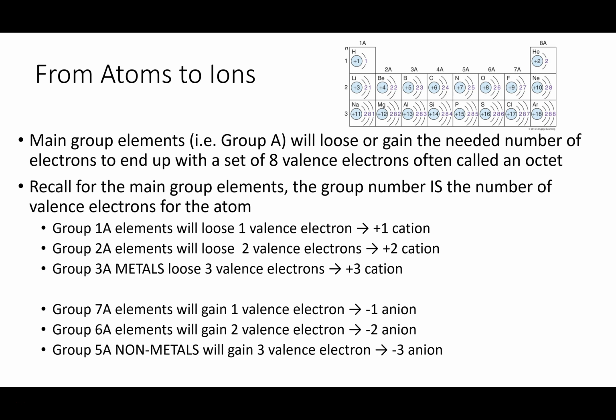And then on your periodic tables, I had you put what? +1 for 1A, +2 for 2A, +3 for 3A. And then over here with 7A, I had you put -1. I had you put -2 for 6A, and I had you put -3 for 5A. And then up here, these are the charges that those atoms of those elements will form.